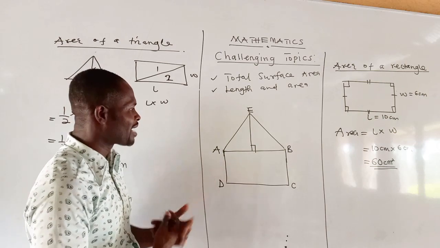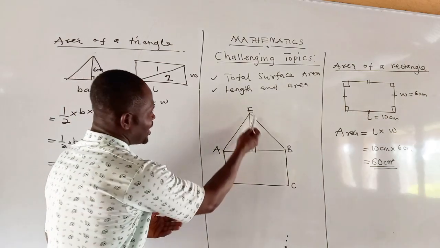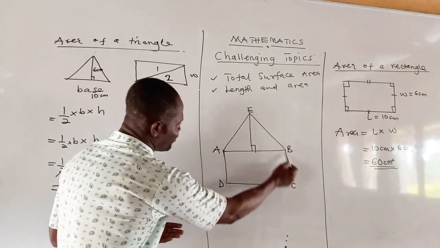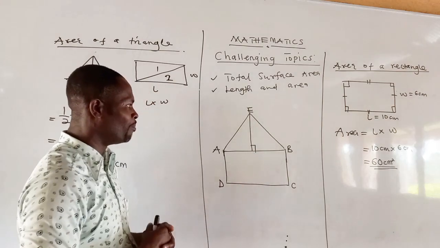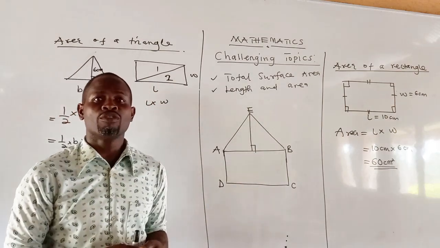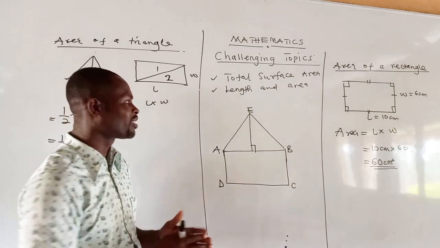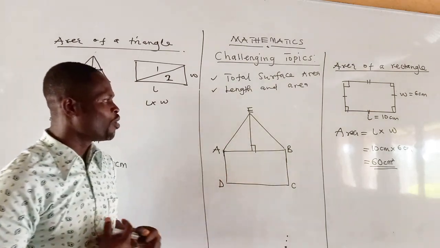When you look at this diagram, we have a rectangle at the base and a triangle at the top. In my next video, I will show you how to find the total area of this figure we have on the board.